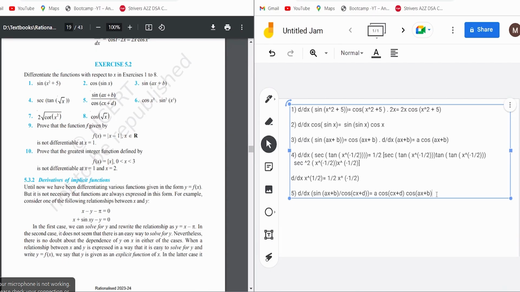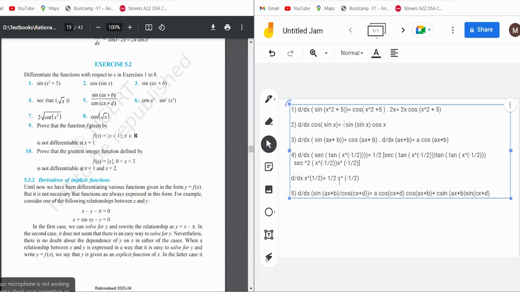Okay. This thing minus numerator as it is, sine of ax plus b as it is, into differentiation of denominator. What is the denominator? Denominator is cos of cx plus d. Differentiation of cos is minus sine. So it would be minus, plus sine of cx plus d. And now differentiation of cx plus d is nothing but c. So we will keep the c here. Okay. In this question, I did not apply the minus sign. I forgot. So please make the changes.